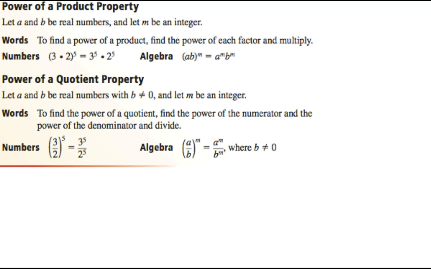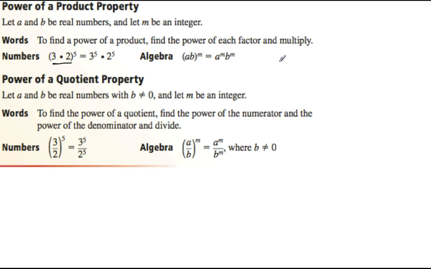Next property, power of a product property. All right, so you're multiplying 3 times 2, so different bases, to the 5th. This is the same thing as saying 3 to the 5th times 2 to the 5th. Ideally, I wouldn't do that. I would do 3 times 2 is 6, and then 6 to the 5th power. That's what I would do, or put it in the calculator. I wouldn't do this separately, but that is one of the properties.